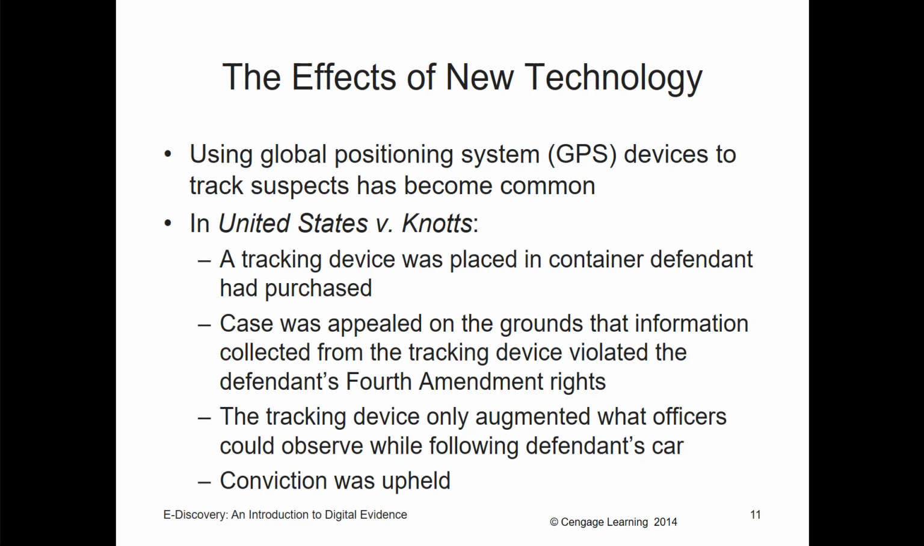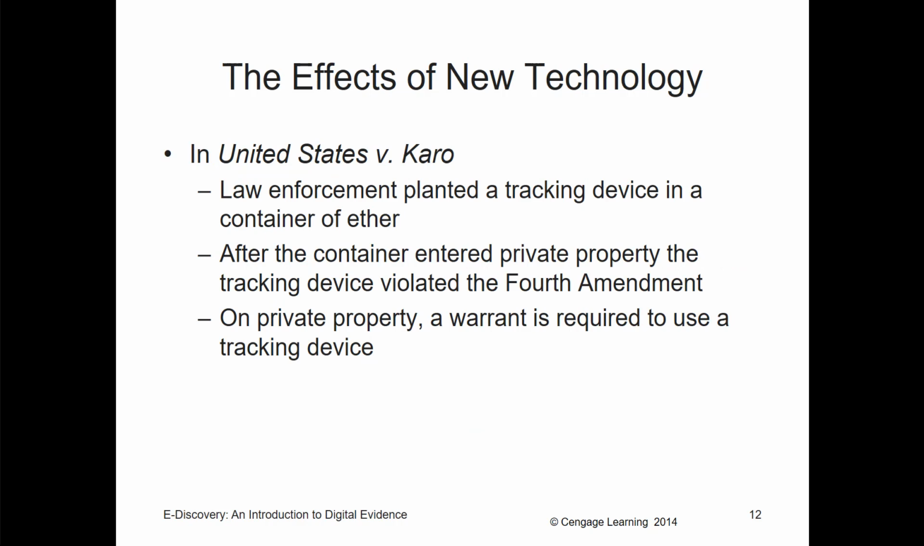For example, in a recent court case, United States versus Knotts, a tracking device was placed in a container the defendants had purchased. The case was appealed on the grounds that the information collected from the tracking device did violate the defendant's Fourth Amendment right. However, the tracking device only revealed what officers could observe while following the defendant's car, and the conviction was upheld. So that's an example of how a GPS court case could be reviewed.